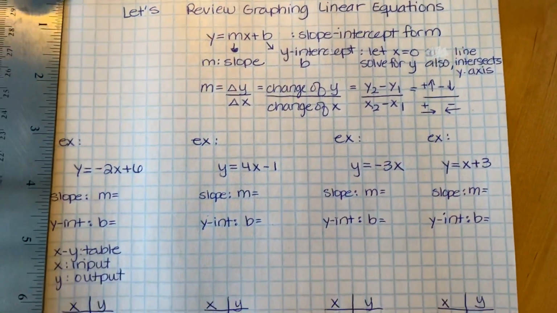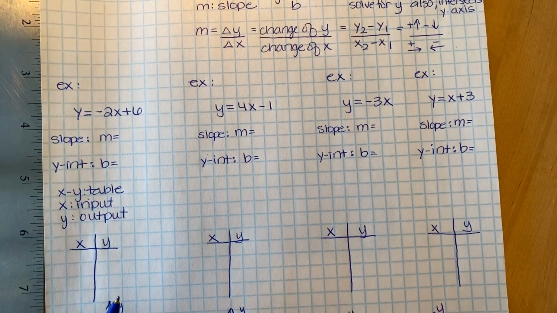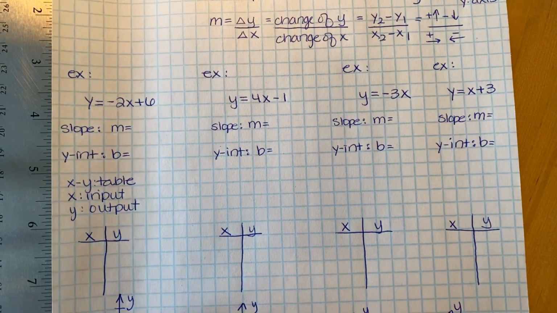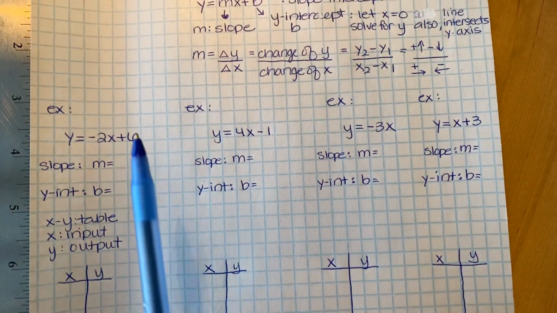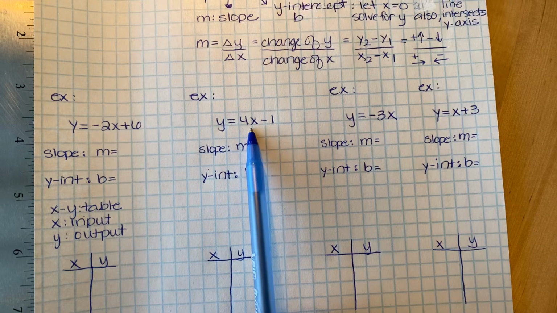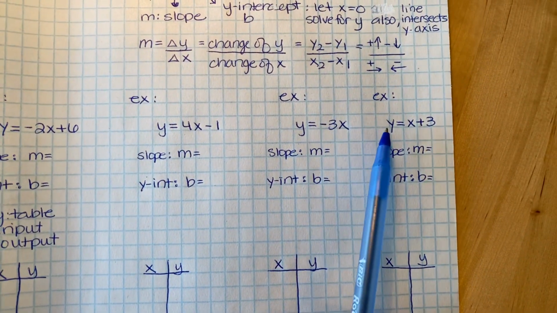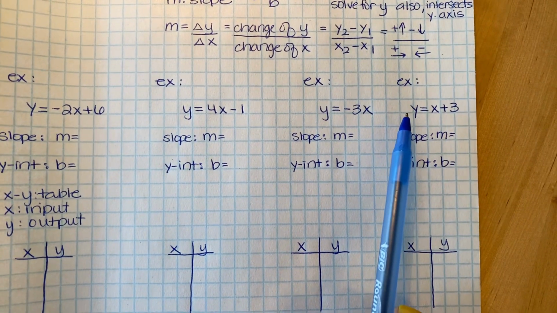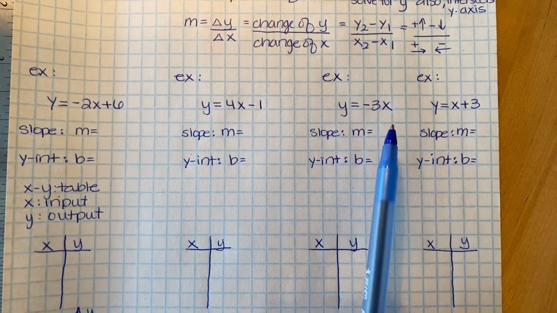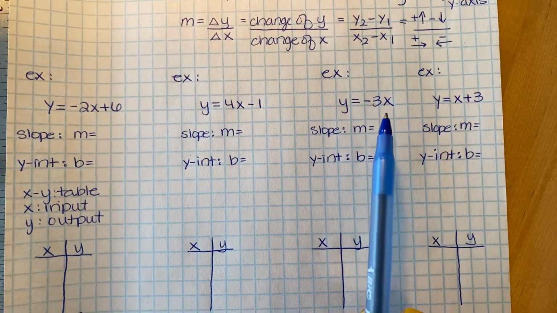All right, we're going to go ahead and graph these linear equations. The paper keeps wanting to fold up. All right. Y is equal to negative 2x plus 6, y is equal to 4x minus 1, y is equal to negative x, and y equal x plus 3. I tried to get all the variances. I didn't choose fractions because we are in kind of an unusual situation.